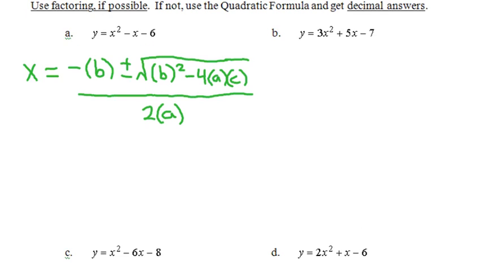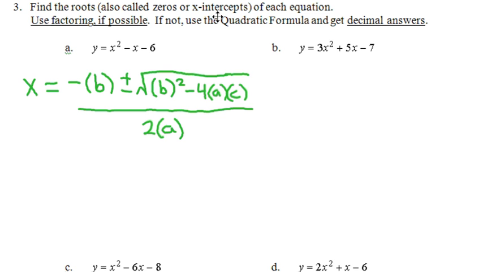So remember, the goal here is to find the x-intercepts, which have other names. They're called zeros and roots. They all mean x-intercepts. And we have to try to factor first. If you do a problem with quadratic formula when it's factorable, I'm going to take off a few points in the test. So factor it first. If it's not factorable, then use the quadratic formula, and you're good to go.